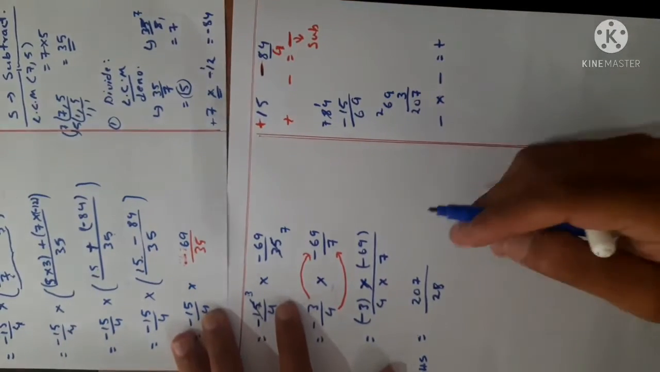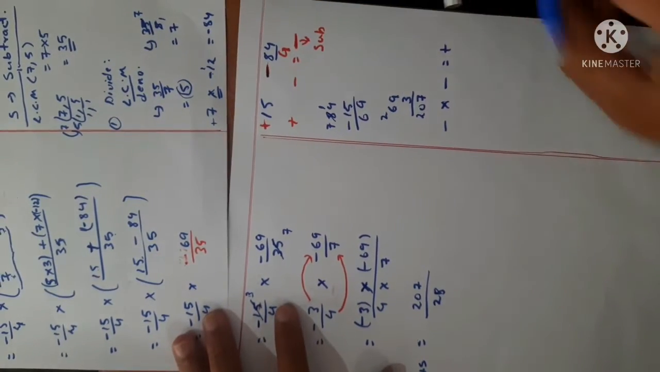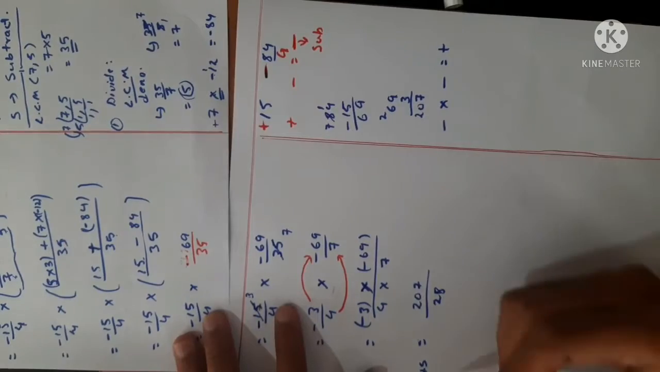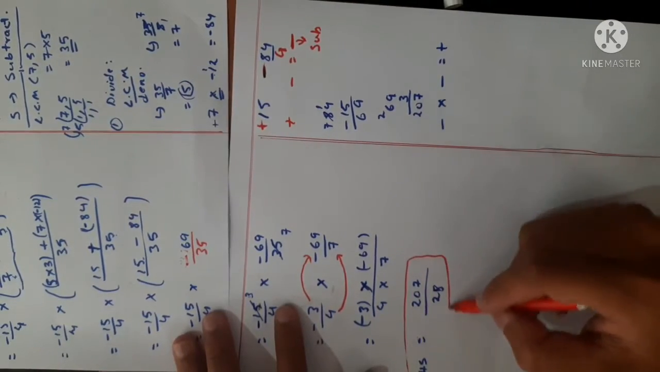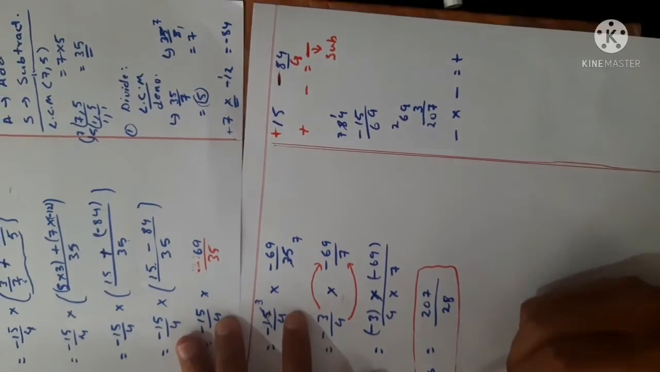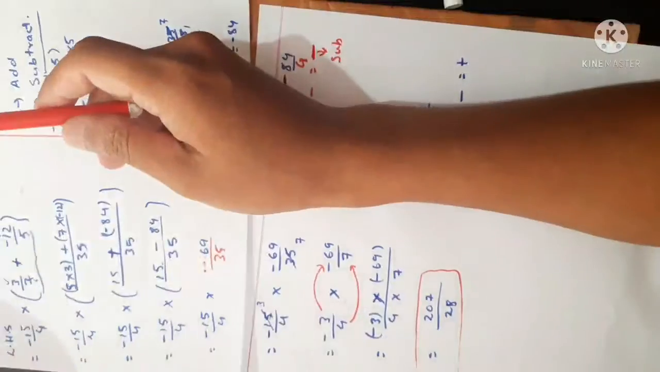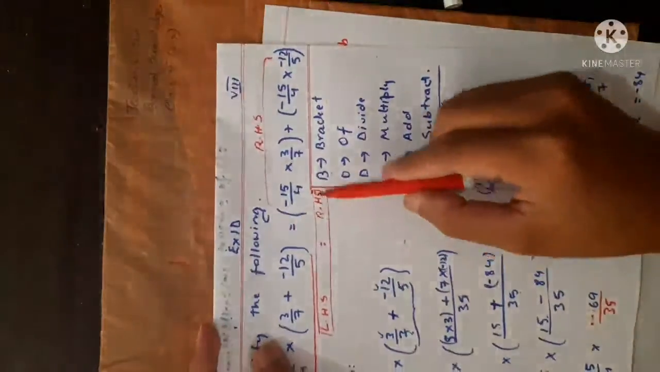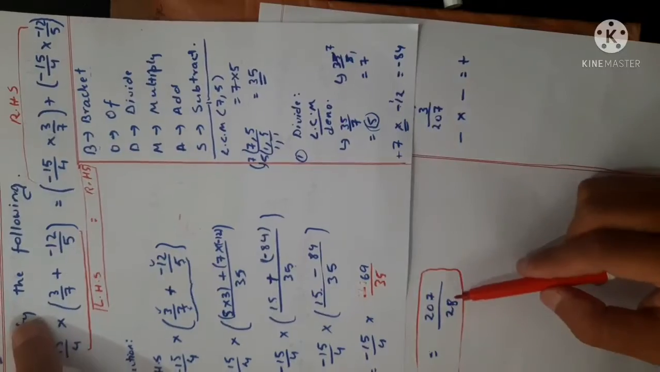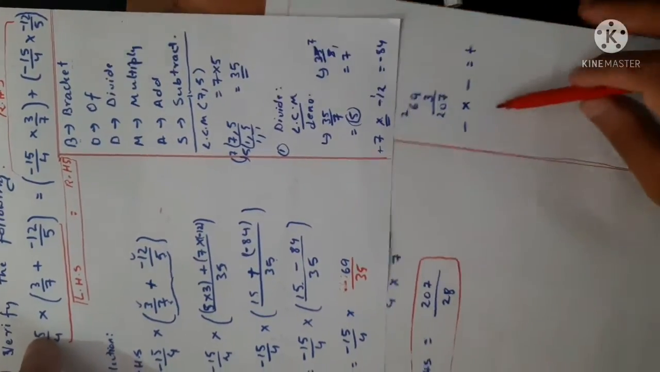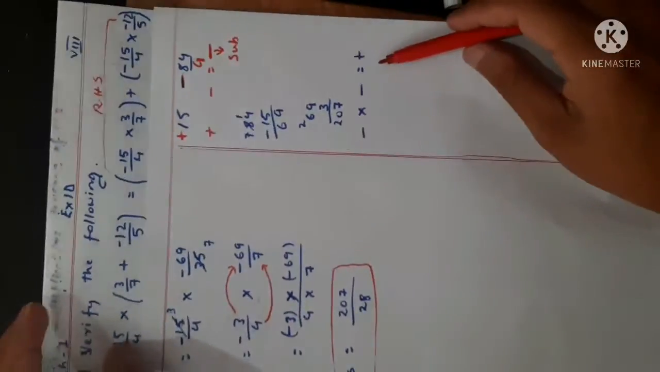4 multiply 7 will be equal to 28. So now we have the left hand side equal to 207 divided by 28. So we have to prove the right hand side also to be equal to 207 by 28. So now let us look at the right hand side.